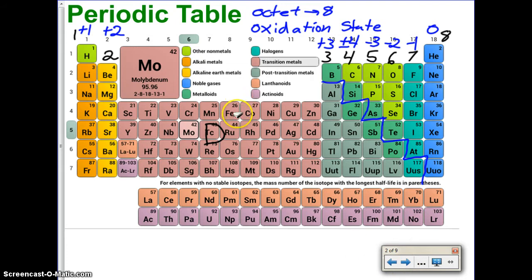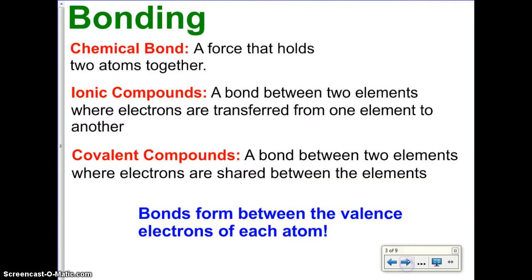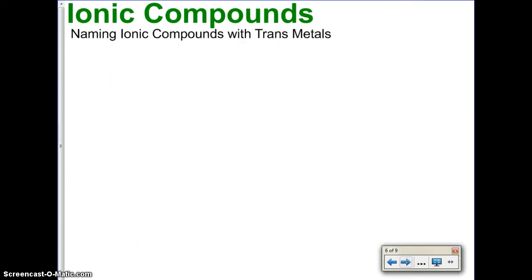You have iron that could be +2 or +3. You have copper, which is +2 or +1. And you have some of these, like molybdenum and a couple of these other ones down there that can have upwards of 4 or 5 different charges. It just depends on the metal that we're looking at. You do not need to have these charges memorized. You just need to know how to be able to utilize them. So let's go back and look at one.